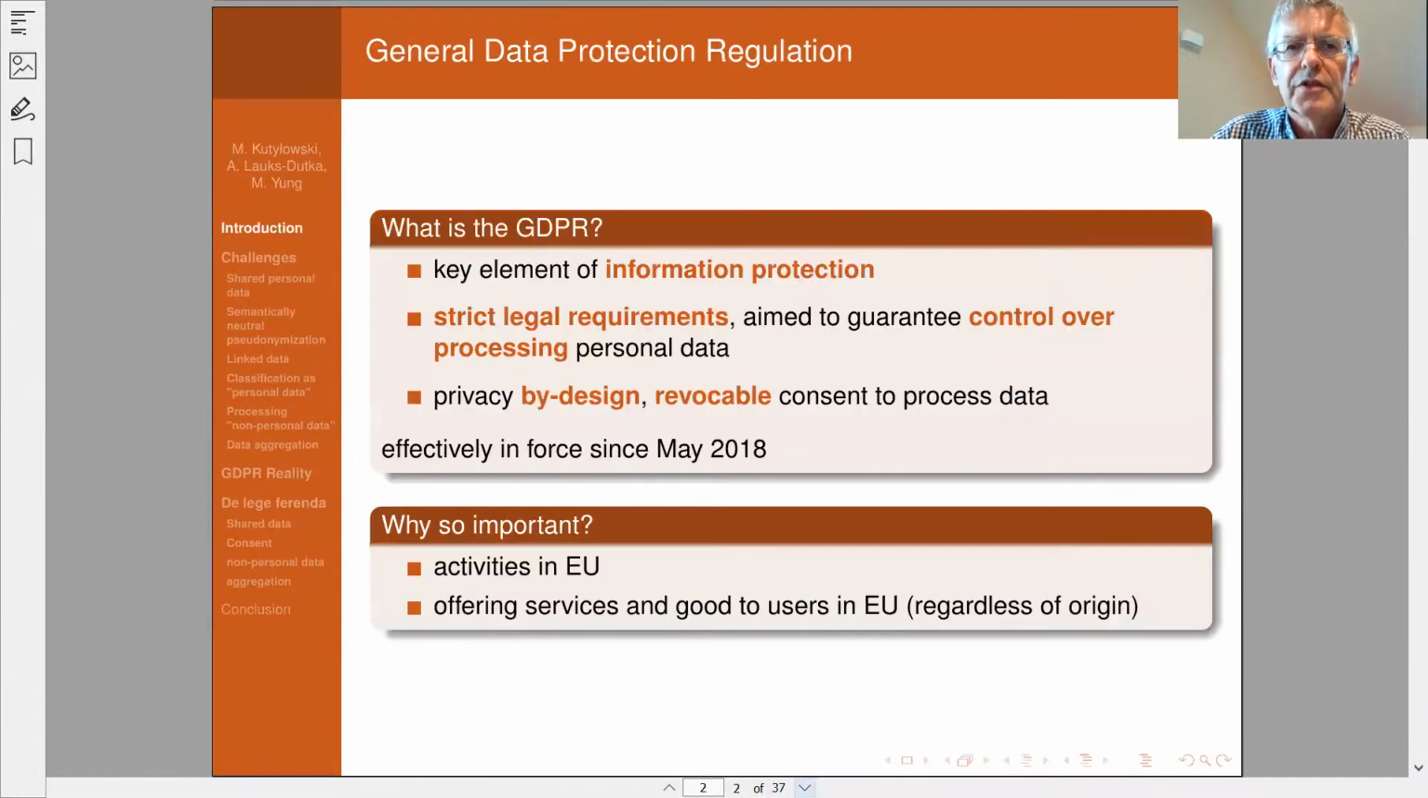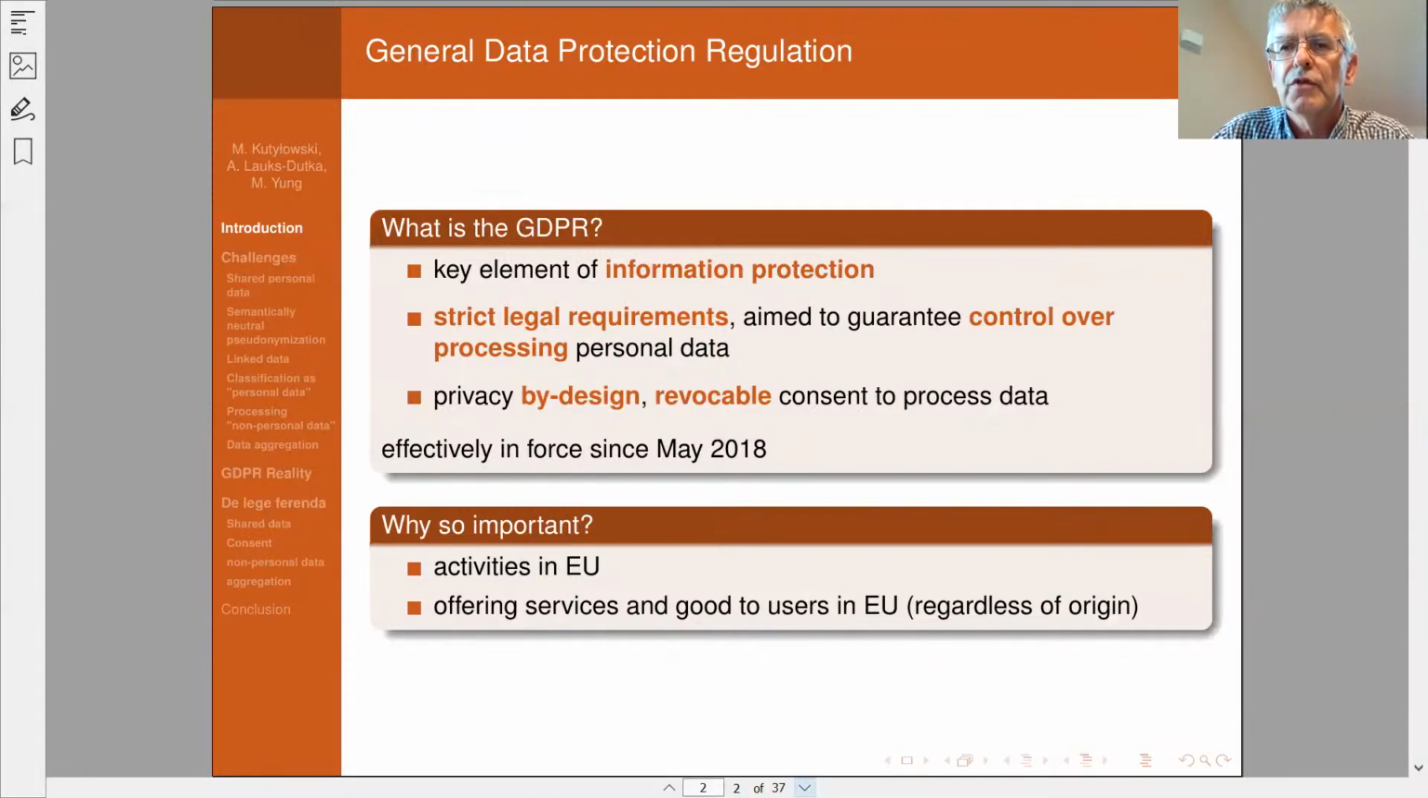So our topic is GDPR. What is the GDPR? It is one of the key elements of information protection today, focusing on personal data. It provides some very strict legal requirements by means of continental law in Europe. And the goal is to control processing of personal data. And the ultimate goal is to restrict misuse of personal data. It formulates some paradigms like privacy by design and revocable consent to process data and so on. It is in force since May 2018, effectively.